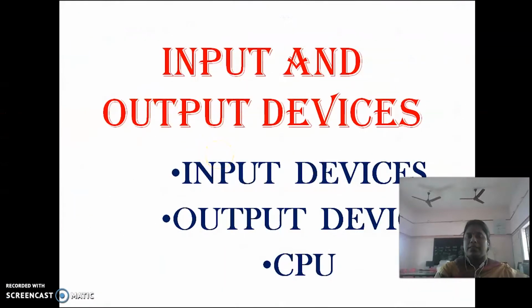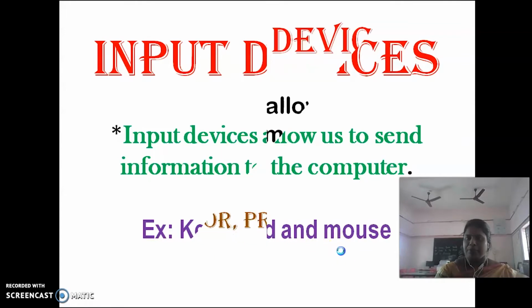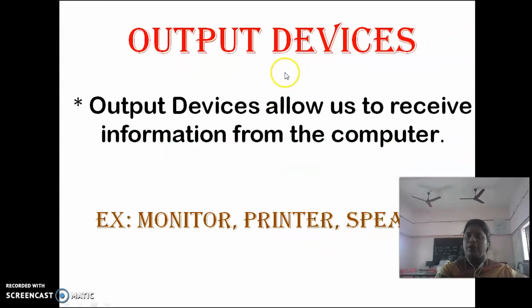What is the name of the second lesson? Input and output devices. First one, input devices. What is meant by input devices? Input devices allow us to send information to the computer. For example, keyboard and mouse are the input devices.